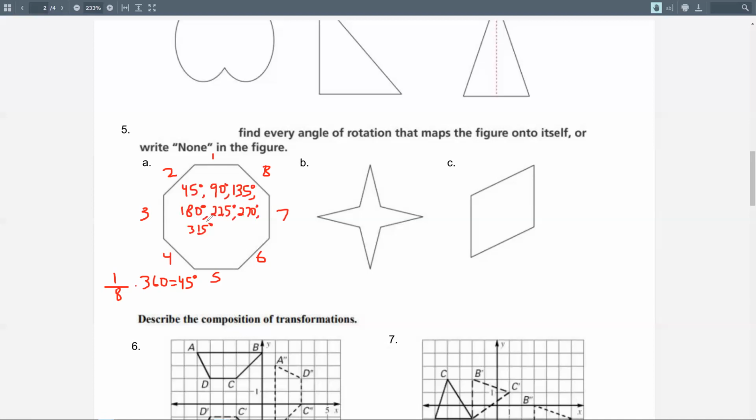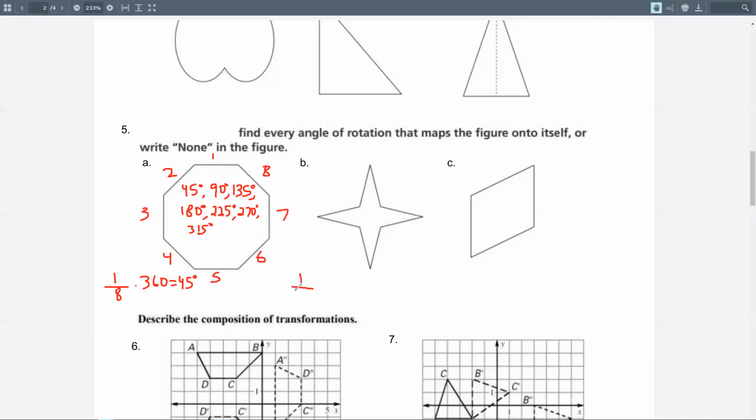So if you rotate it 45, it matches up. If you rotated it 45 twice, which is 90, it would match up. If you rotate it 45 three times, which is 135, it would match up. If you rotate it 45 degrees 4 times, which is 180, it would match up. 5 times 225, 6 times 270, 7 times 315, and then 8 times would be back all the way around at 360.